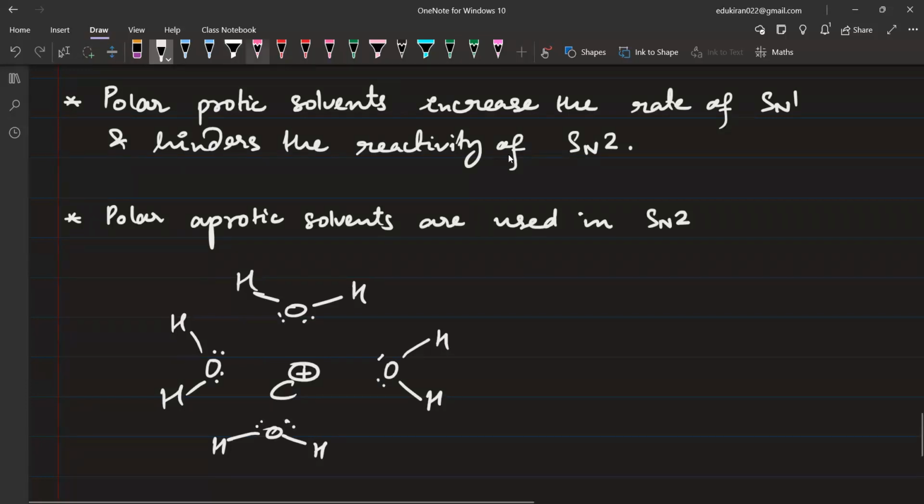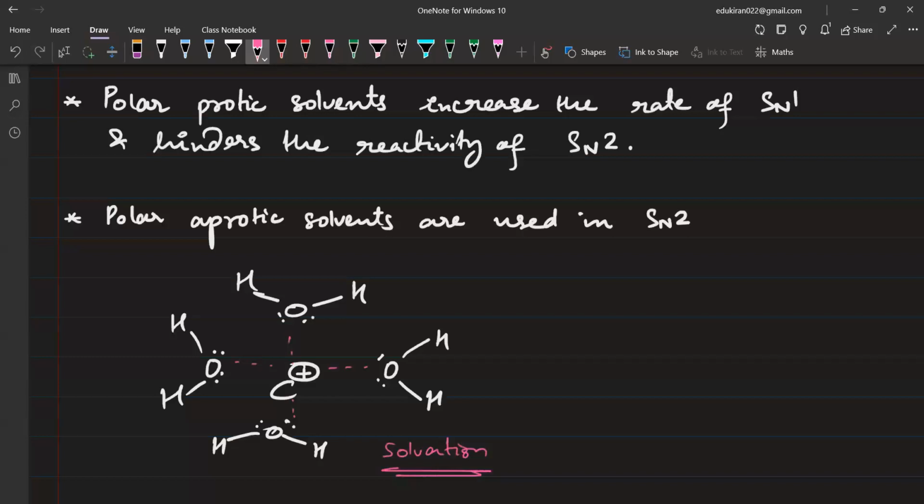And when this lone pair electron is around a positive charge, you can understand that there will be some kind of interaction between positive and negative. And wherever there is attraction between positive and negative, what's going to happen? The stability is going to increase and the energy is going to decrease. Because of this type of stability, it is called solvation. A solvent surrounding a positively charged atom or any charged atom is known as solvation.